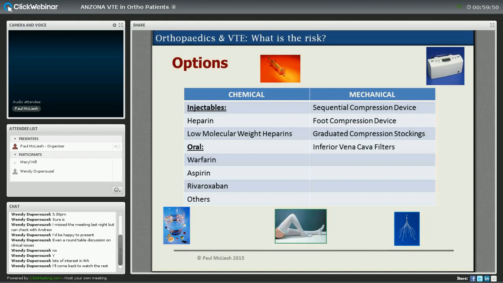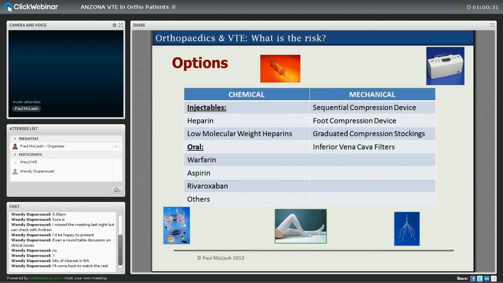So the SCDs, or sequential compression devices, they're a leg length stocking that inflates intermittently, so it can be just the lower leg, or it can be the lower leg and the upper leg as well, and that's used to reduce venous stasis. Foot compression, like the AV Impulse system from Covidien, uses intermittent pneumatic compression of the venous plantar plexus on the sole of the foot, so that tries to mimic the walking action as well. The graduated compression stockings improve venous return by applying graduated compression up the leg, and also try to prevent venous distension as well.